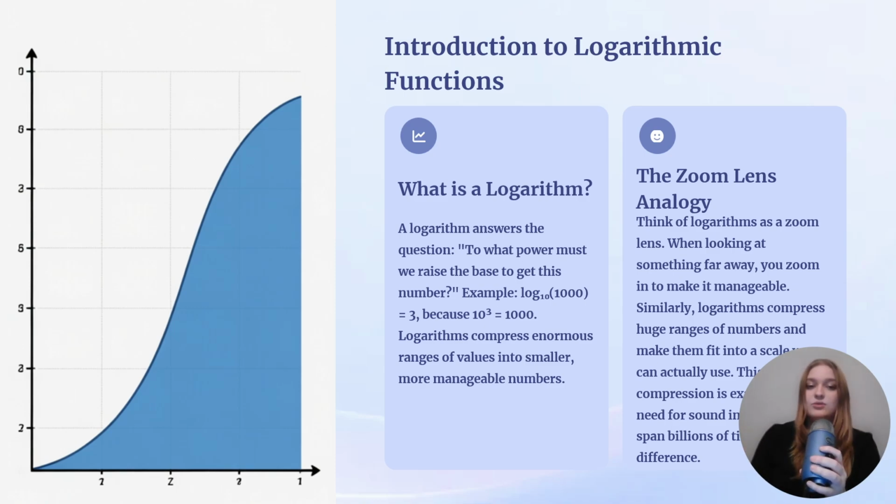On a graph, you can see that a logarithmic function rises quickly at first and then levels off, which is exactly what we need when dealing with sound intensities that span billions of times the difference. Think of logarithms like a zoom lens. If you're looking at something far away, you zoom in to make it manageable. Logarithms do the same thing with numbers. They zoom in on huge ranges and make them fit into a scale we can actually use. That's why they're perfect for sound.